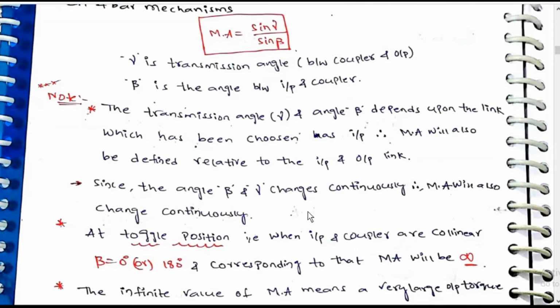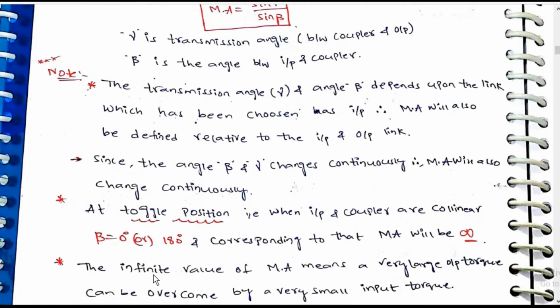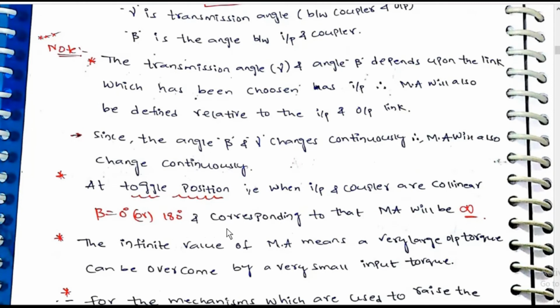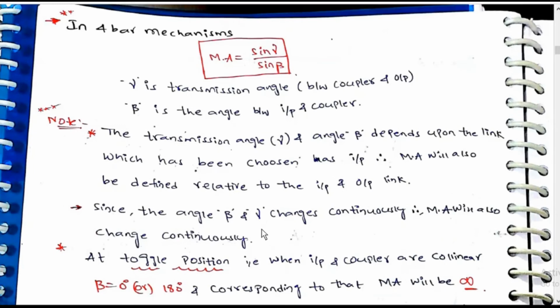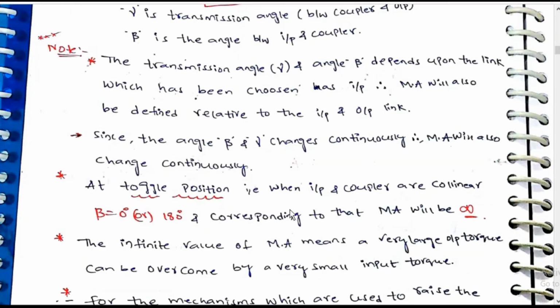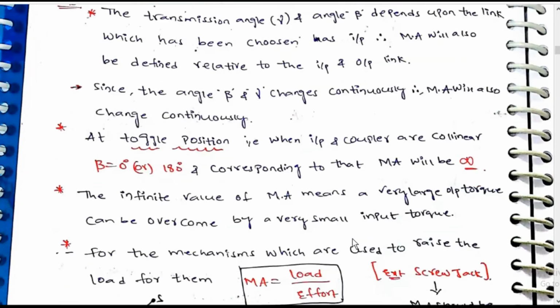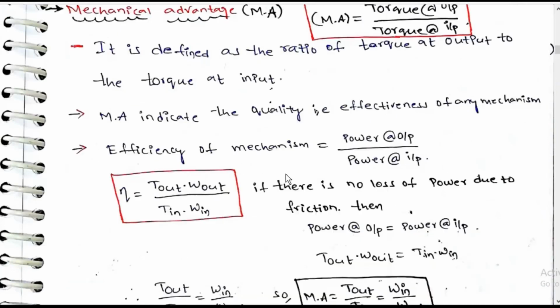Since the angle beta and gamma change continuously, mechanical advantage will also change continuously. At toggle position, that is when input and output link are collinear, beta is equal to 0 degrees or 180 degrees, that is between input and coupler, and then mechanical advantage is equal to infinity. The infinite value of mechanical advantage means a very large output torque can be overcome by a small input torque.